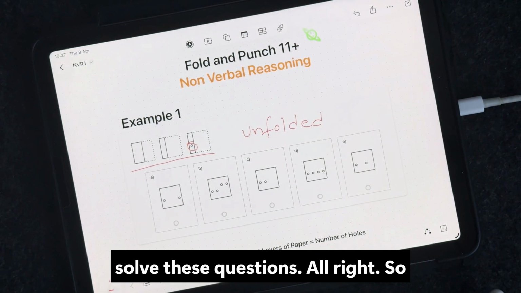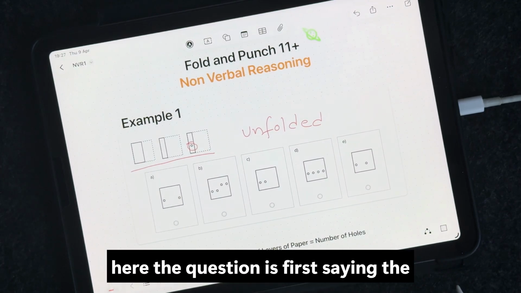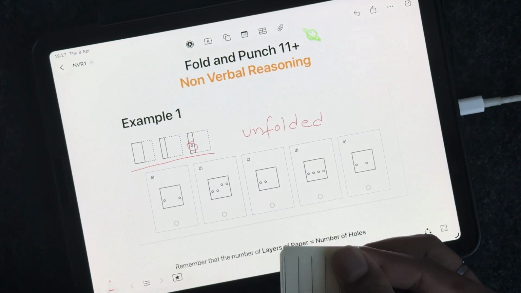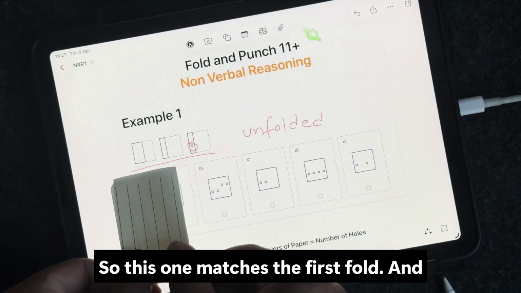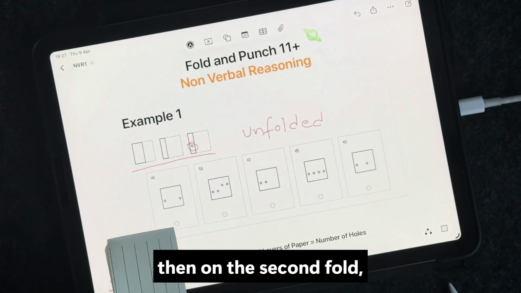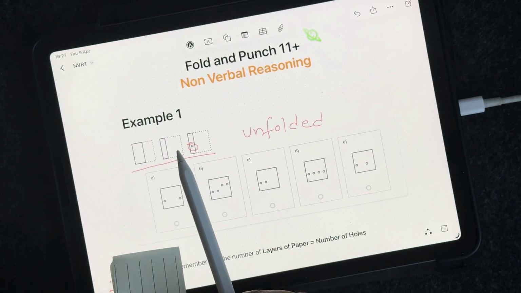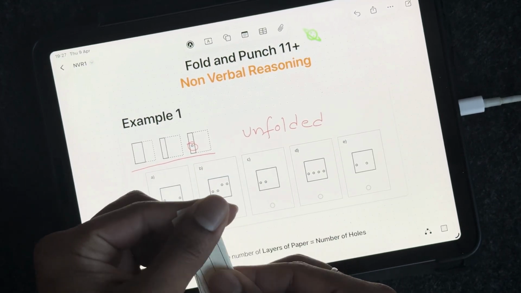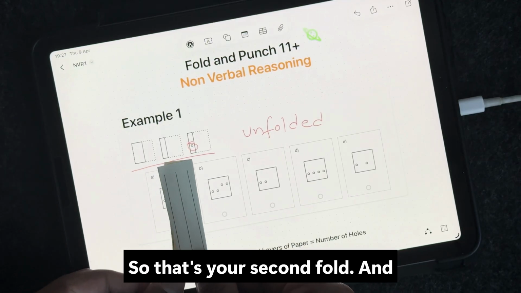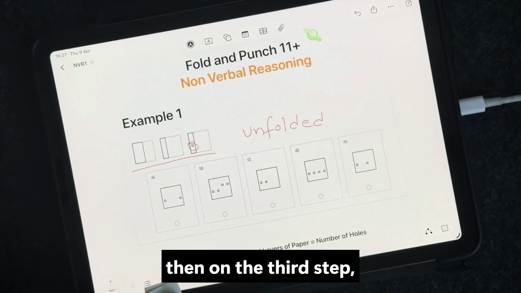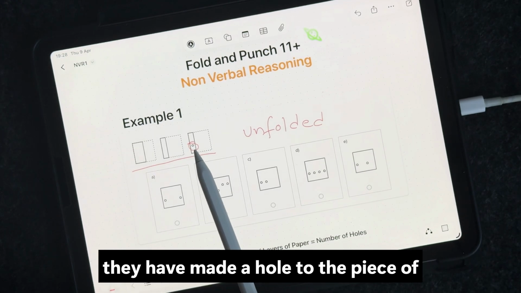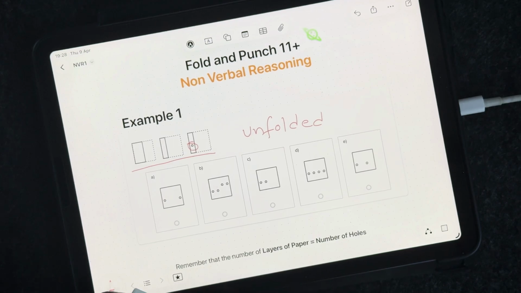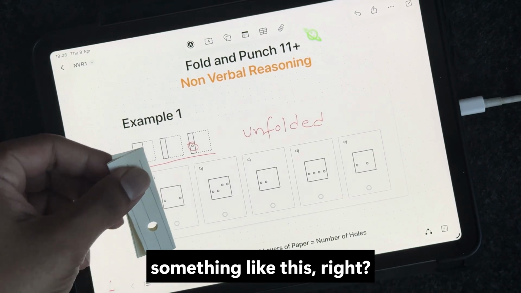All right. So here the question first says the paper is folded in half like this. This one matches the first fold, and then on the second fold it's again folded in half, like this. That's your second fold, and then on the third step they have made a hole in the piece of paper, which is something like this, right?